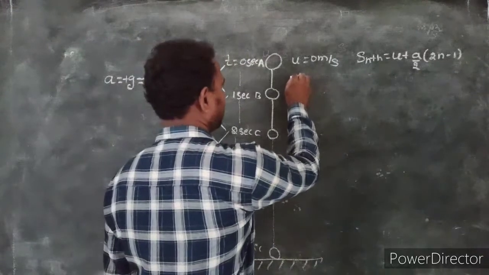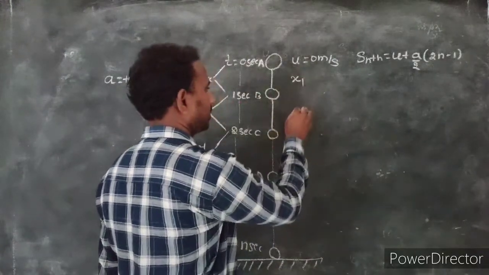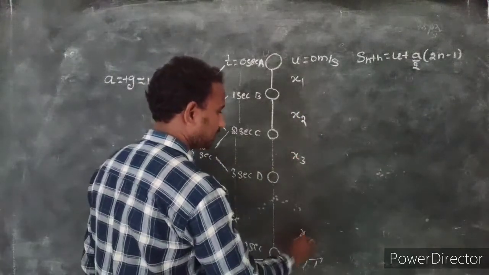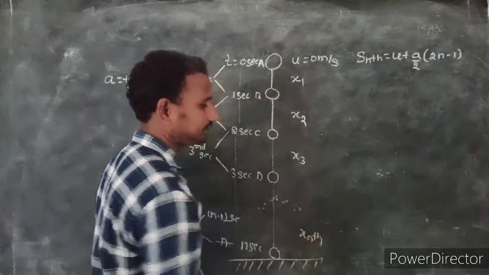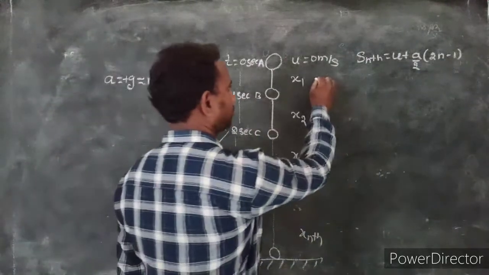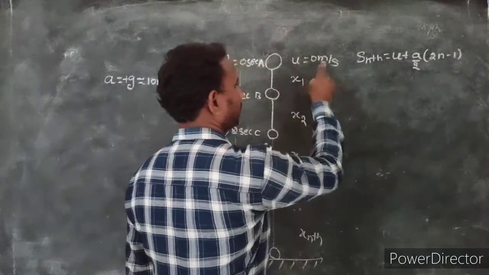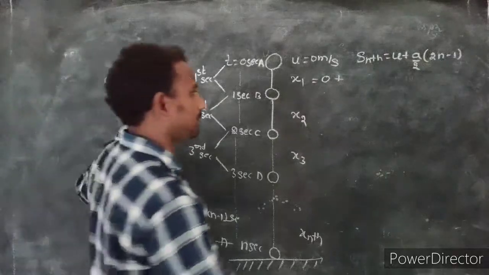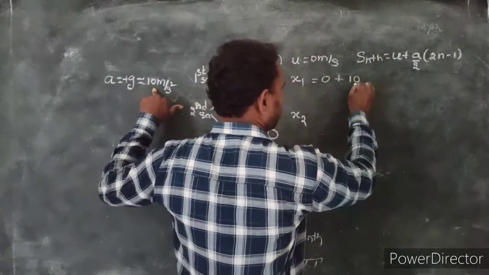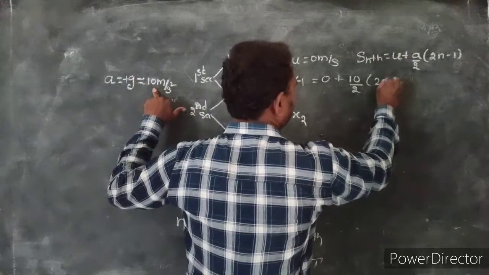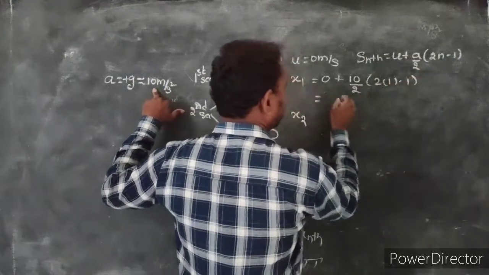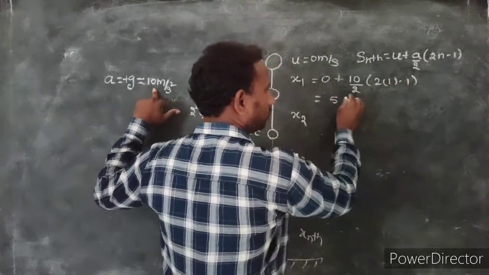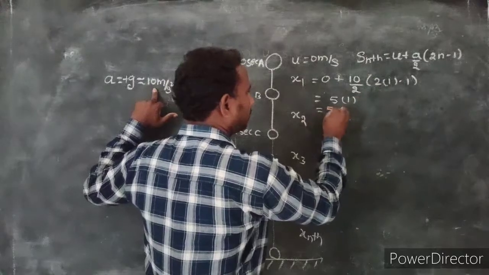Find out the displacement at first second, displacement at second second, displacement at third second, displacement at nth second. You have to find out. Here x1 value equal to how much? Initial velocity of the body, how much? 0 plus a, the acceleration value, we consider 10 meter per second square. So right here, 10 by 2 into 2 into 1 minus 1. Here 10 by 2 is 5, into 2 into 1 minus 1, that value is 1 also, that is equal to 5 meters.